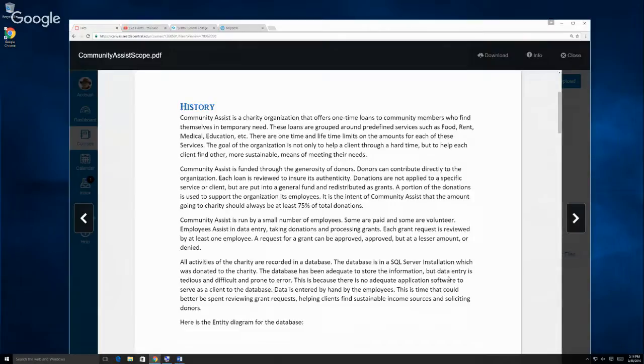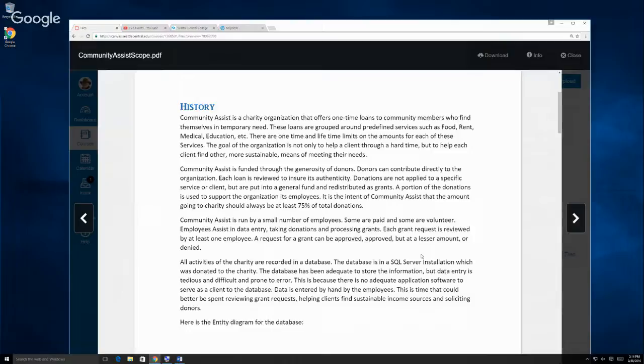Community Assist has a small number of employees. Some are paid, some are volunteer. Each grant request is reviewed by at least one employee. I actually would change that to 2, but that's there. A request for a grant can be approved, but at a lesser amount, or it can be denied. And all activities of the charity are recorded in the database, and that's actually what we're going to do, is to figure out what the requirements are for that database.